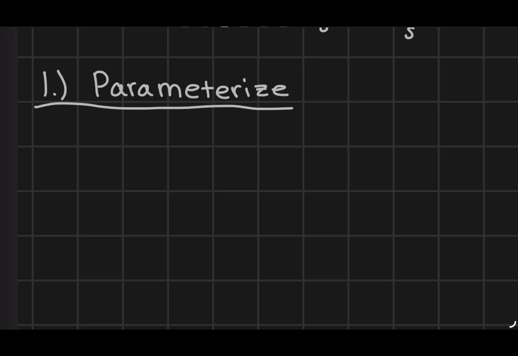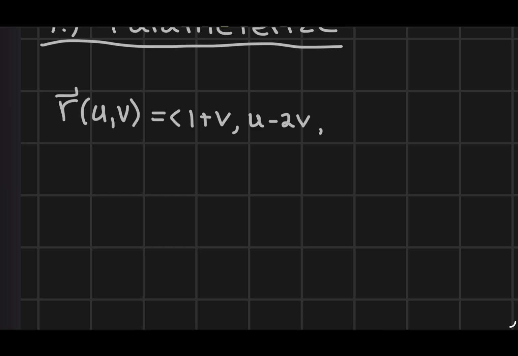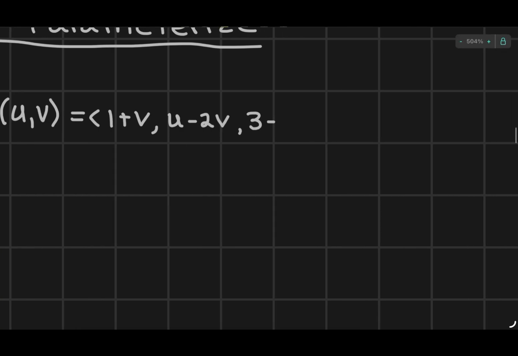First step is going to be to parameterize our surface, and it looks like that was already done. We were given a parameterized surface. That is going to be our r of uv is equal to 1 plus v, u minus 2v, and 3 minus 5u plus v. 0 is less than or equal to u is less than or equal to 1, and -1 is less than or equal to v is less than or equal to 1.